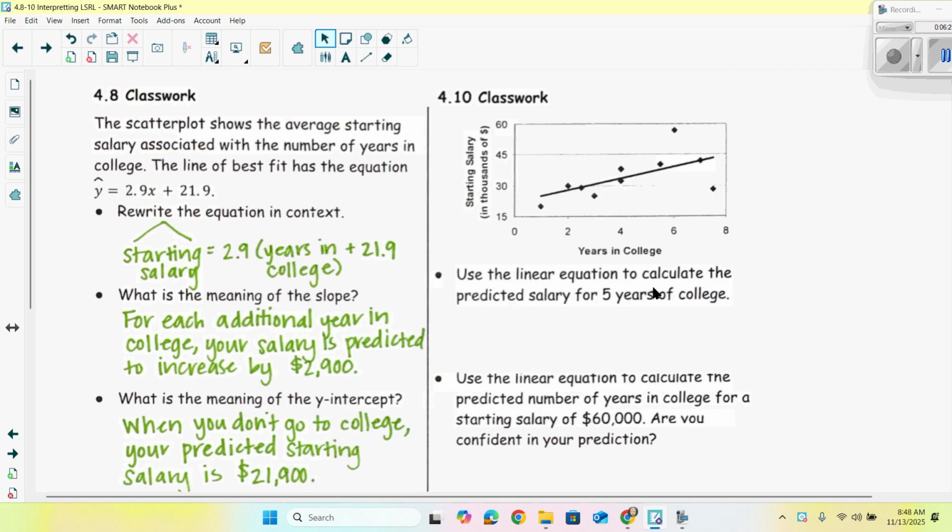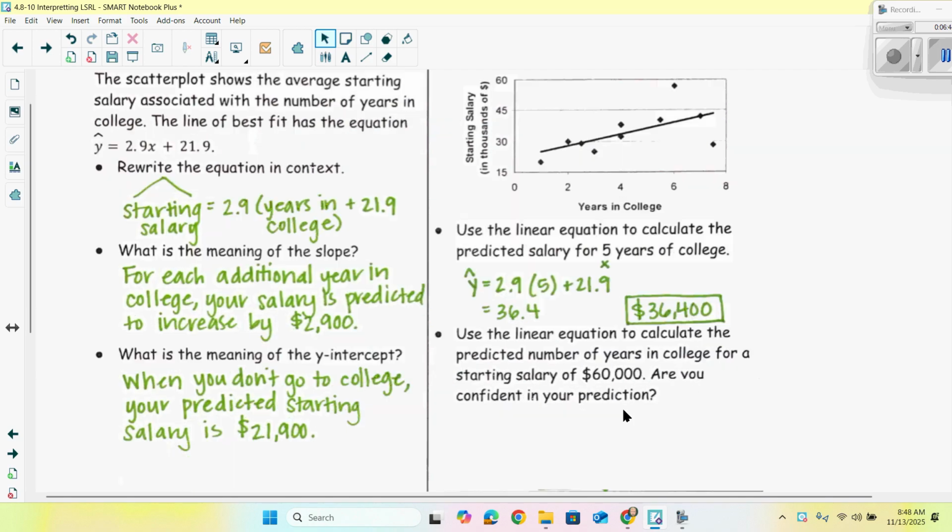Use the linear equation to calculate the predicted salary for 5 years of college. So somewhere out here, we assume, but we're going to use the equation. We're going to plug in 5 for x. Do the math: 2.9 times 5 plus the 21.9 is 36,400.